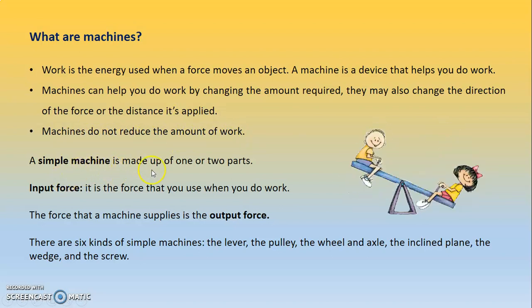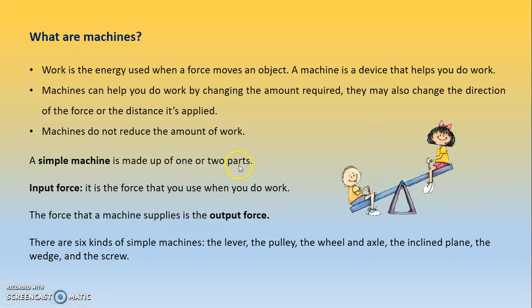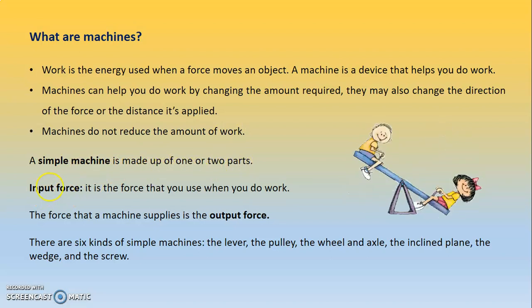A simple machine is made up of one or two parts. Input force. It is the force that you use when you do work. The force that a machine supplies is the output force. There are 6 kinds of simple machines: the lever, the pulley, the wheel and axle, the inclined plane, the wedge, and the screw.